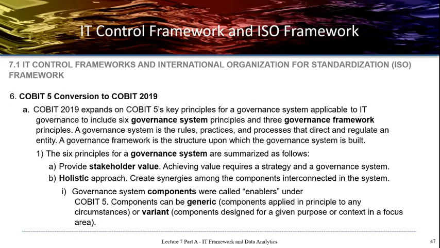So COBIT 5 conversion to COBIT 2019. COBIT 2019 expands on COBIT 5's key principles for a governance system applicable to IT governance to include 6 governance system principles and 3 governance framework principles that direct and regulate the entity. So the governance framework is the structure upon which the governance system is built. The 6 principles for the governance system are summarized as follows. Stakeholder value we look at, and holistic approach.